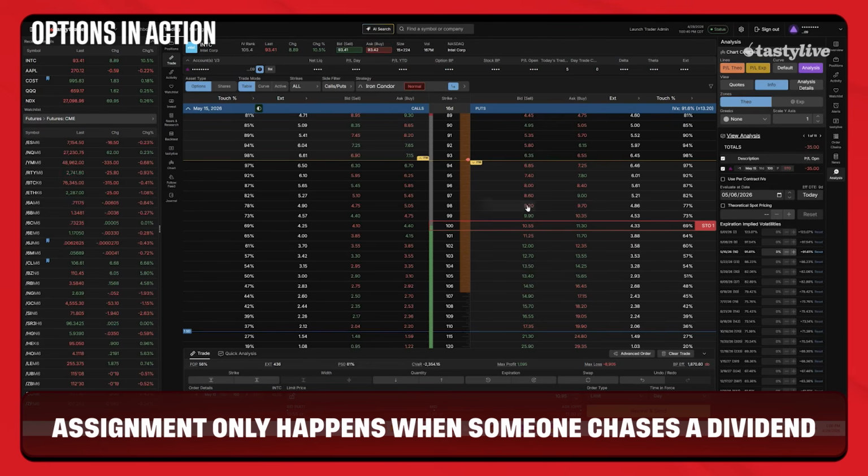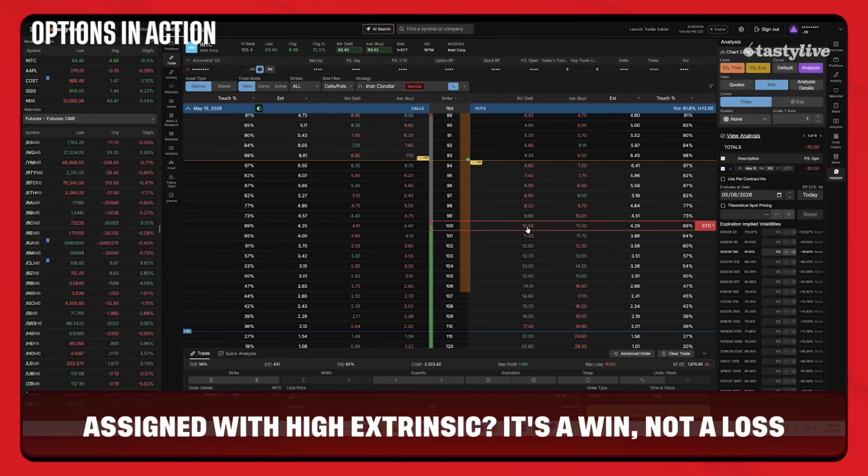But here, looking at assignment risk, like if I had a 100 strike short put 16 days out, yes, this option's in the money, but there's no way this option's getting assigned. And even if it does get assigned, I would be celebrating, because this $4.30 of extrinsic value is immediately in my pocket, because if I'm assigned on this short put, it gets converted to 100 shares of stock. I can sell the 100 shares of stock, resell the 100 strike put, and pick up another $400 and change.